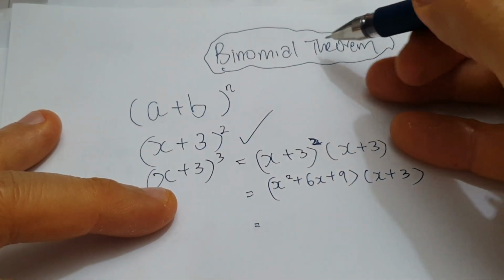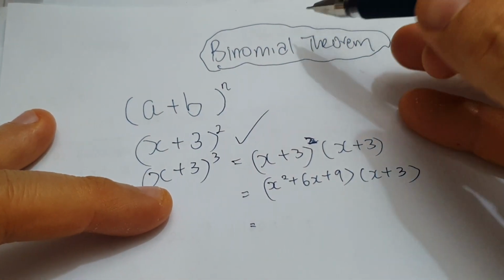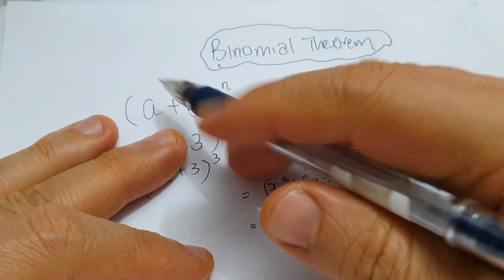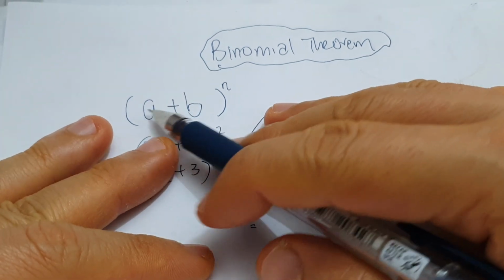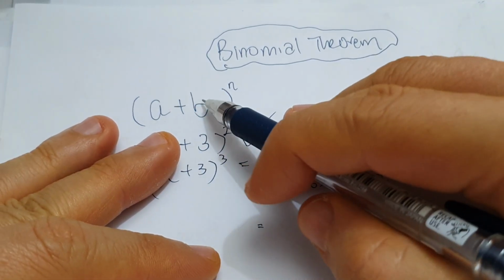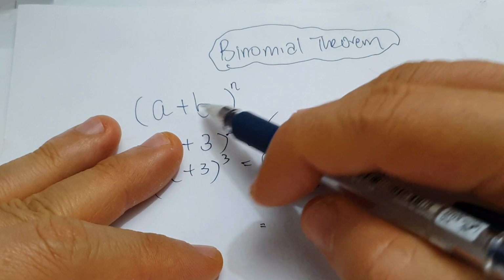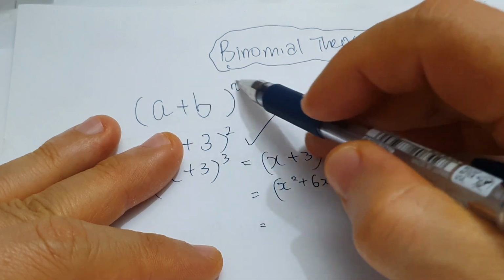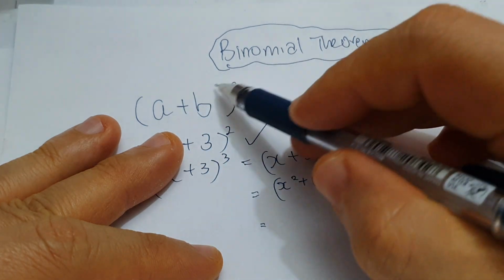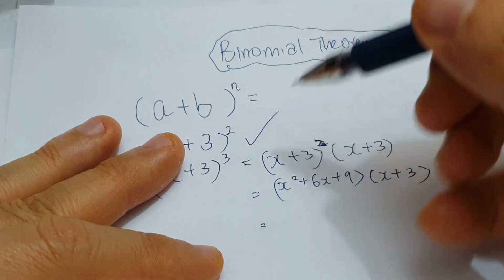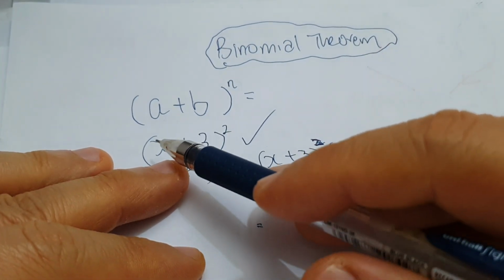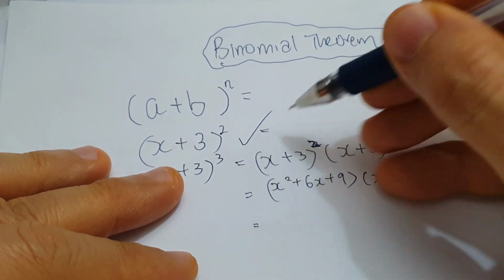Now, what is the binomial theorem? The binomial theorem is very useful because it allows you to expand anything of this form. A is a term, B is a term, it can be minus B or plus B, to any power. So the binomial theorem allows you to do that. Right now, most of you will be able to expand this without any problem.